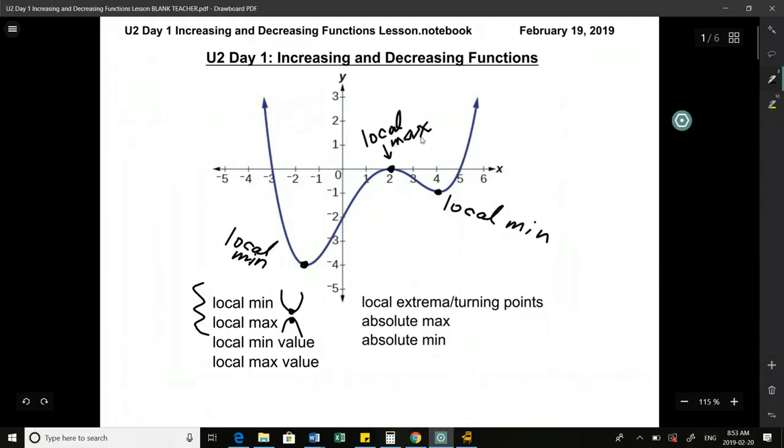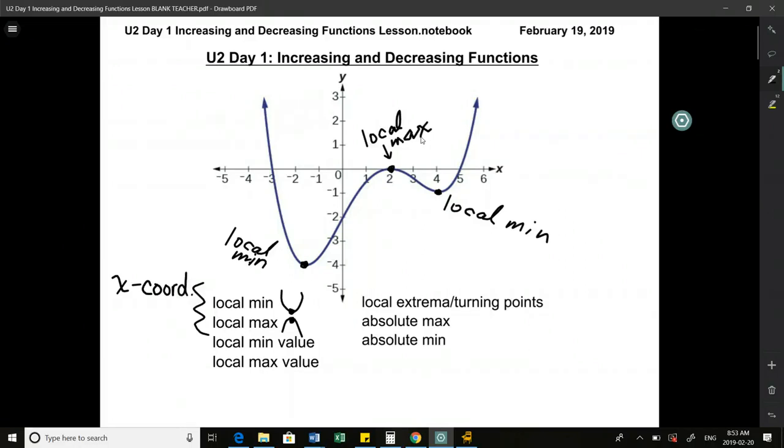When we say local min and local max, we're usually talking about the x-coordinate of that point. So where is the local max? Here the x-coordinate is 2, so we would say there's a local max at 2. There are 2 local min, one at 4 and one somewhere between -2 and -1. So here we're talking about the x-coordinate.